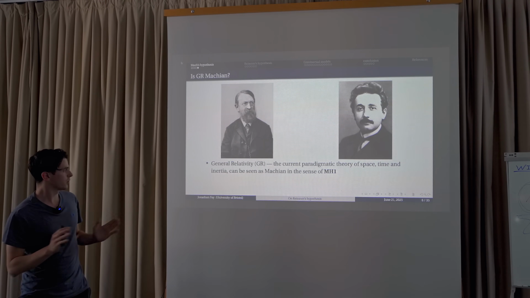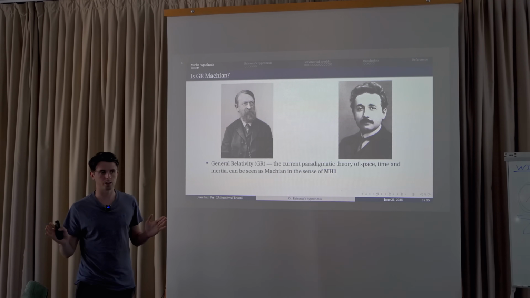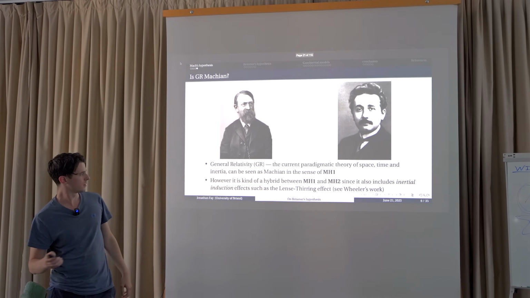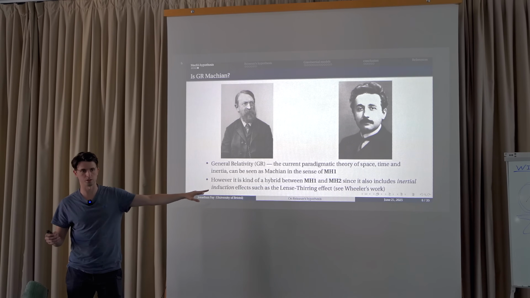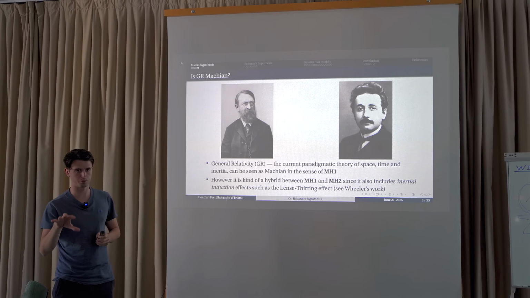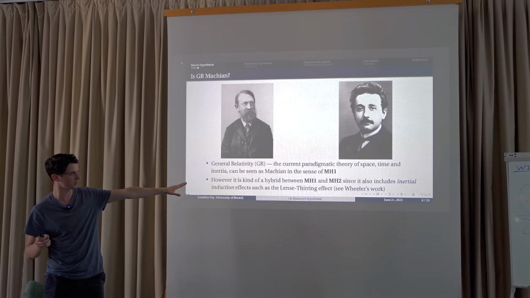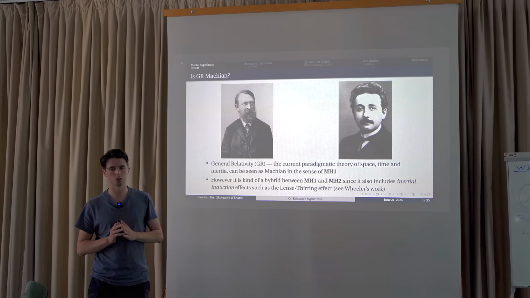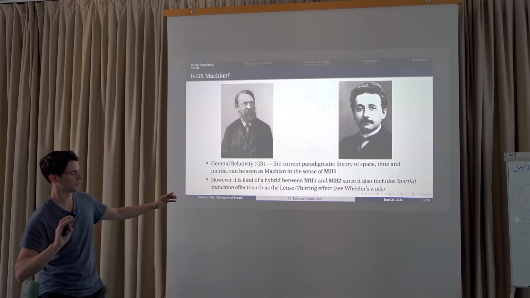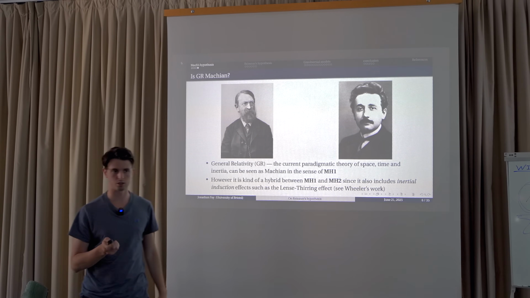So the current paradigmatic theory of space-time and inertia, is it Machian? Well, it could be seen as Machian in the sense of the first hypothesis, right, where space is interpreted as a physical medium of some kind. However, it's a kind of hybrid between the first hypothesis of Mach and the second hypothesis, since it also includes inertial induction effects. So the properties of physical space in general relativity are affected by the motion and presence of matter. And so frame dragging effects like the Lense-Thirring effect have led some people to try to salvage Mach's principle within the context of GR and try to get the frame dragging in GR to fit to getting a symmetry on the rotations of the universe. And Wheeler, for example, has tried to do this, among others.